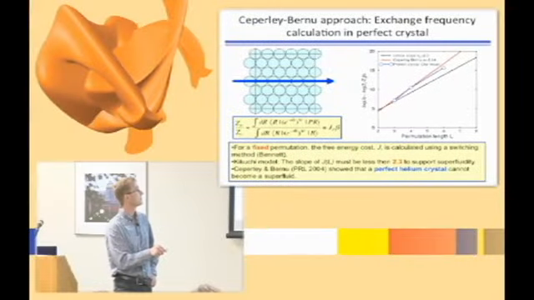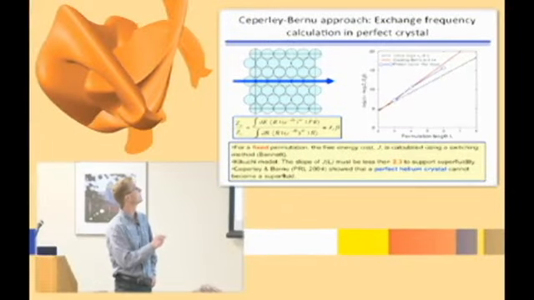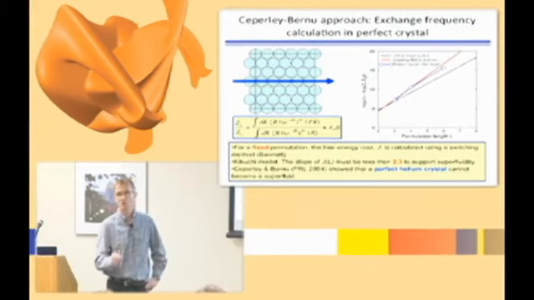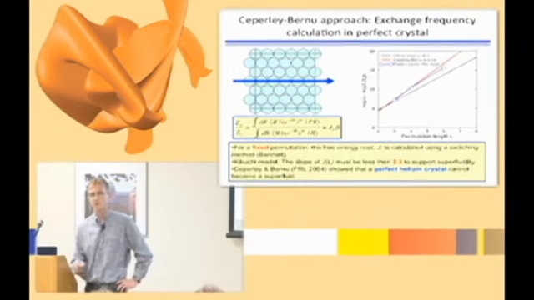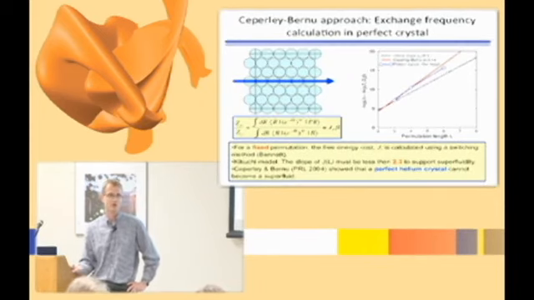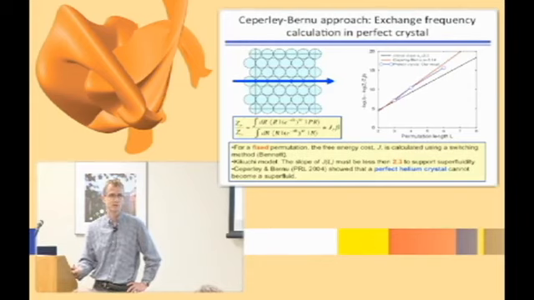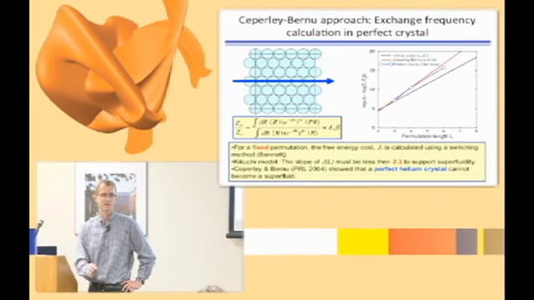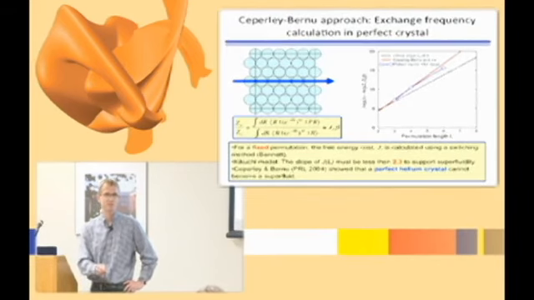This has been worked out by Ceperley and Bernu in a Physical Review Letters article saying the energy cost is too high. So the argument is that in the perfect crystal, you cannot have a superfluid. And that was an important contribution to the whole discussion while the experimentalists and the theorists tried to work out whether a supersolid exists, whether the Kim and Chan experiments are actually valid.